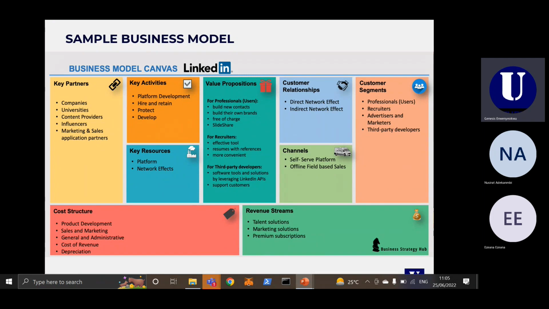For LinkedIn, their customer segments are professional users like you and I, recruiters who want to post jobs on the platform, advertisers and marketers, then third-party developers. For their value proposition, for professionals like you and I that want to use LinkedIn, the value proposition that LinkedIn is offering us is to build new contacts or network, to build our own brand.